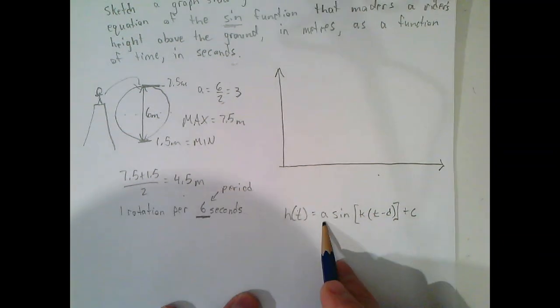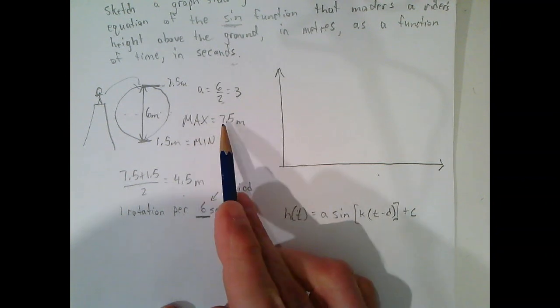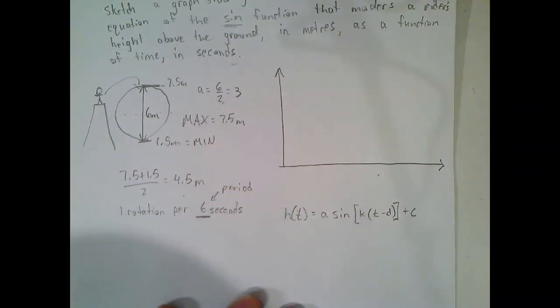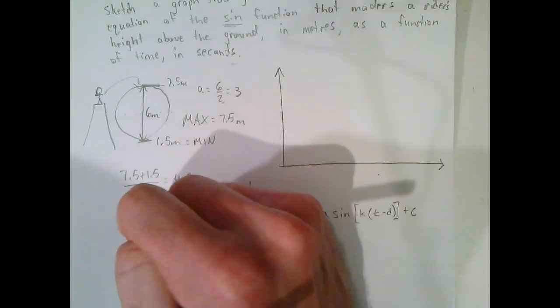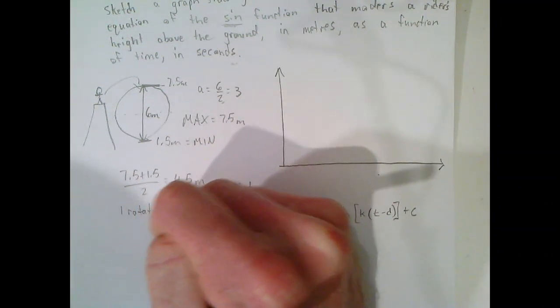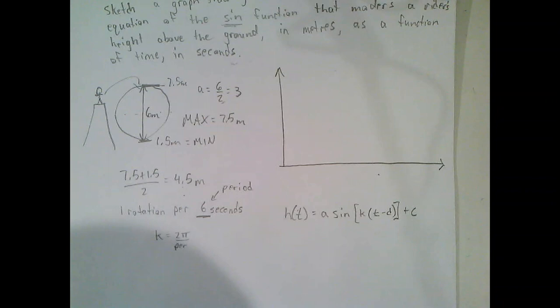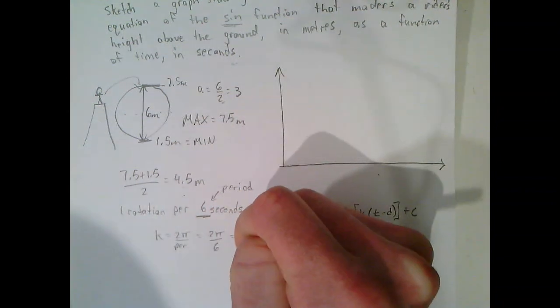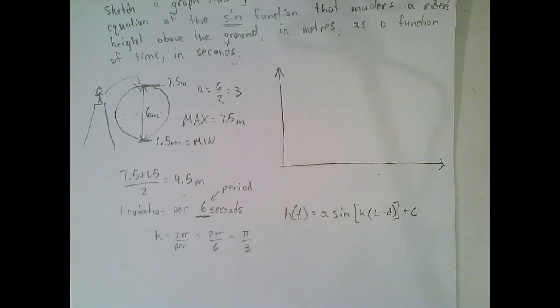So we already have A, it's 3. We already have C, it's that midpoint we just found, which is 4.5. Let's find K. K is going to be equal to 2 pi over the period, which is 2 pi over 6, which reduces to pi over 3. Okay.